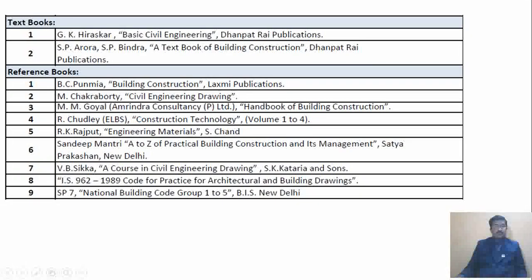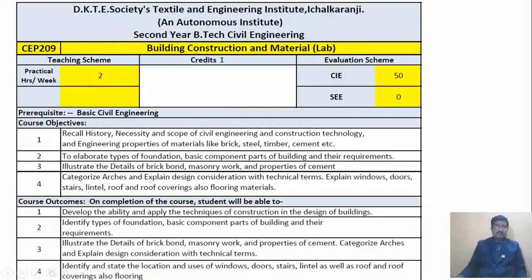Then we are also required to study the IS code, IS 962:1989, code of practice for architectural and building drawings, and SP 7, National Building Code, groups 1 to 5, which is from BIS, New Delhi.